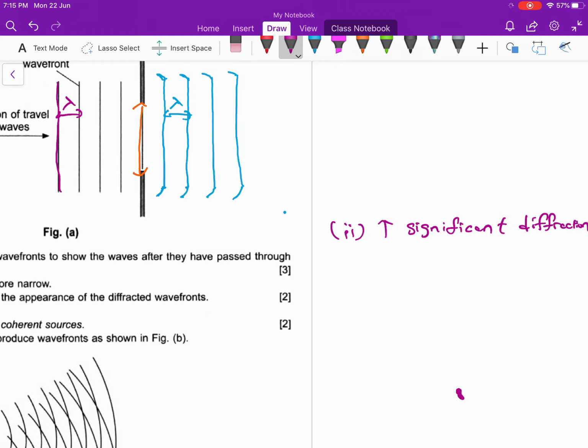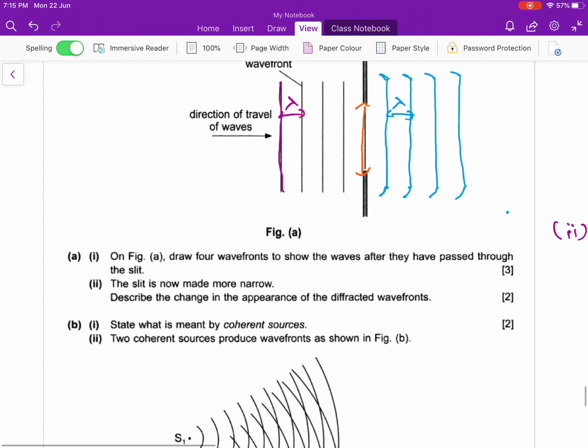Okay, so 你讲 wavelength. Sorry. Okay, so the wavelength of the water wave is still the same. Okay, so 这样就可以了.